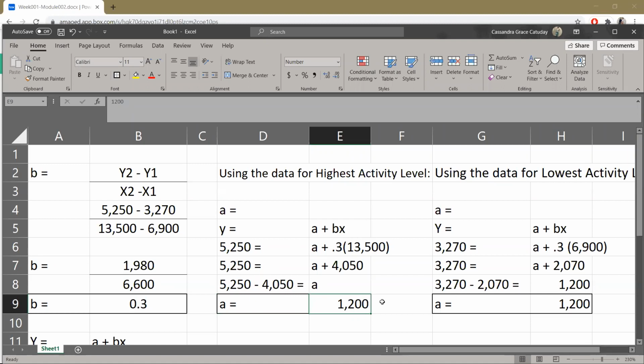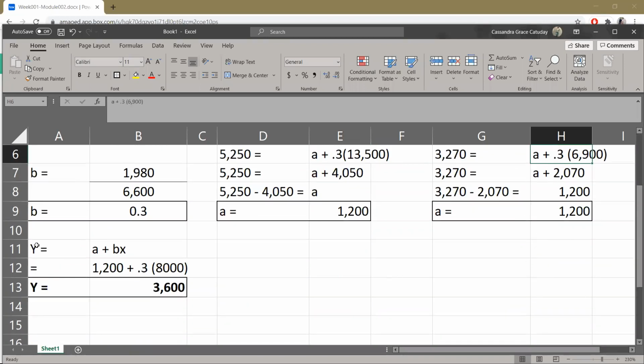And then what we have learned is despite the fact that we use the highest activity level, it will also result in the same answer as the lowest activity level. So either of the two can be used. But be consistent in the substitution. If the highest activity level is used, it must be the highest cost too. If the lowest activity level is used, then the lowest cost too. Okay, after that, we can now determine the value of the total cost depending on the given activity level. So, how much is the total cost if the activity level is 9,000 hours?